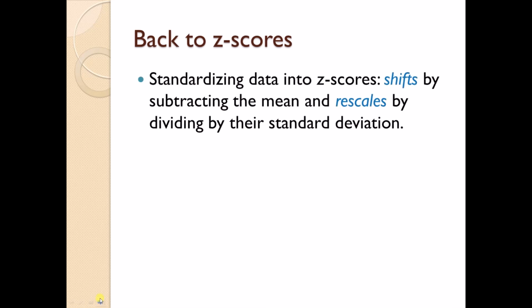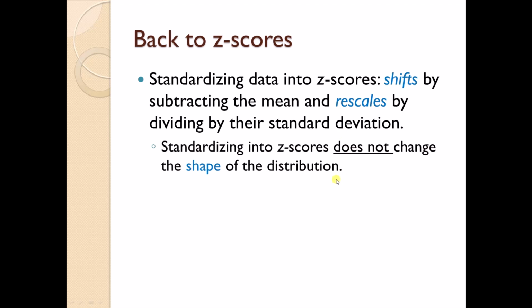So when you want to think about z-scores, when you standardize data into z-scores, they shift by subtracting the mean, that's a shift, and they rescale by dividing by their standard deviation. Dividing is just multiplying by the reciprocal, and subtracting is just adding the opposite. So you're getting shifts and rescaling with those formulas. So standardizing into z-scores does not change the shape of the distribution. If it's skewed in one direction or if it's mound-shaped, it'll stay that way.